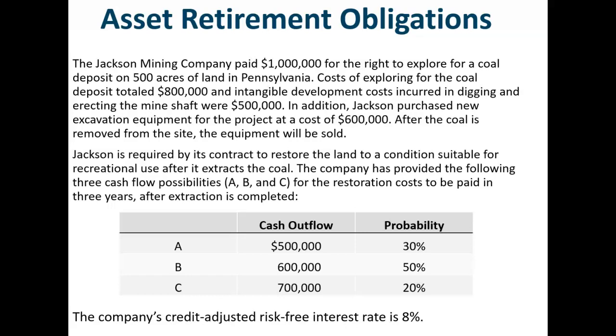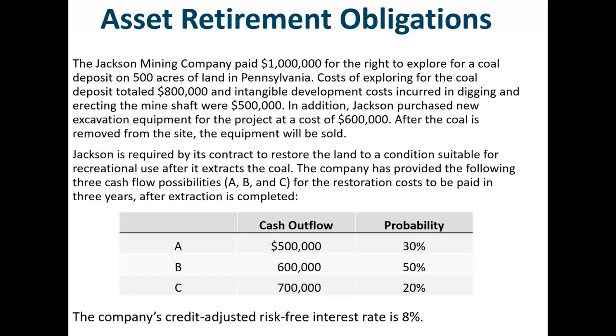The Jackson Mining Company paid $1 million for the right to explore for a coal deposit on 500 acres of land in Pennsylvania. Costs of exploring for the coal deposit totaled $800,000, and intangible development costs incurred in digging and erecting the mine shaft were $500,000. In addition, Jackson purchased new excavation equipment for the project at a cost of $600,000. After the coal is removed from the site, the equipment will be sold.